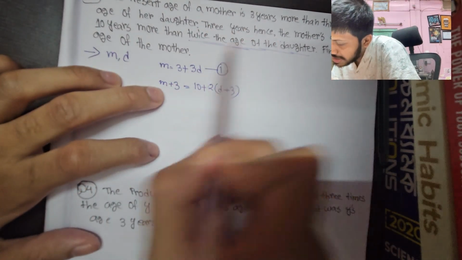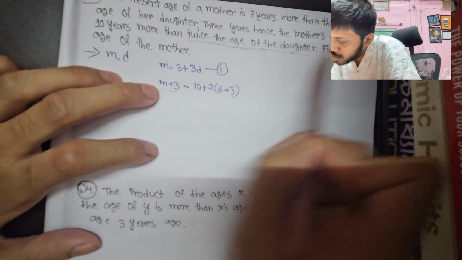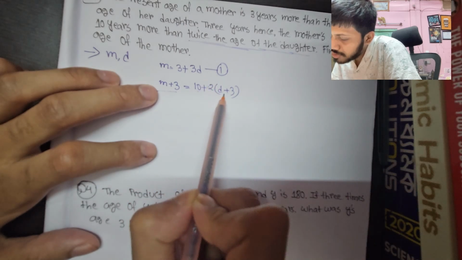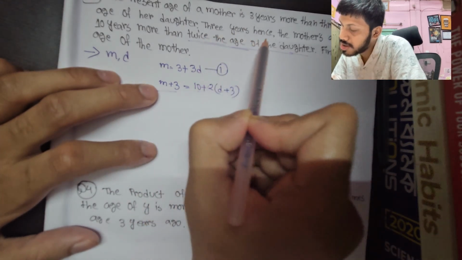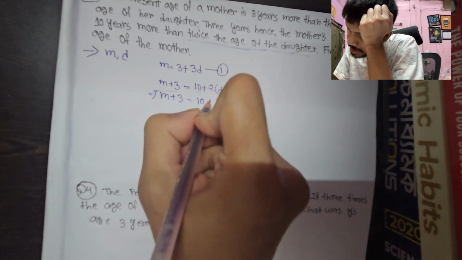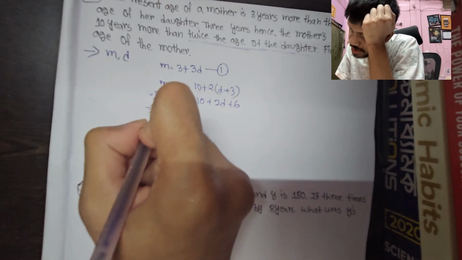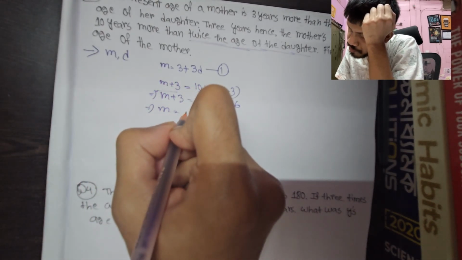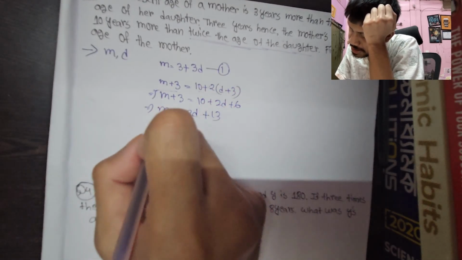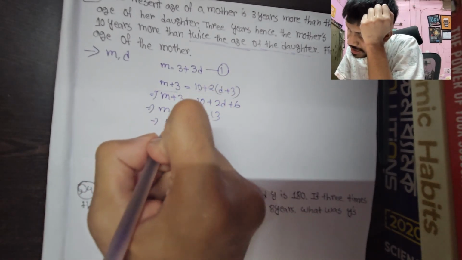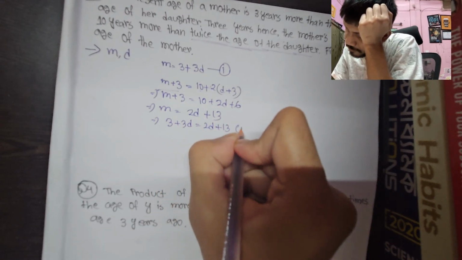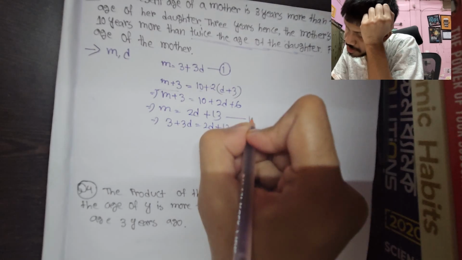So we wrote 3 years hence, the mother's age will be 10 plus twice the age of the daughter, 2 into (D plus 3). That 3 came because we are talking about 3 years after, in the future. So it would be M plus 3 equals 10 plus 2D plus 6. So it would come to M equals 2D plus 13, because 16 minus 3 is 13. Now we can write 3 plus 3D equals 2D plus 13. This would be equation number 2.